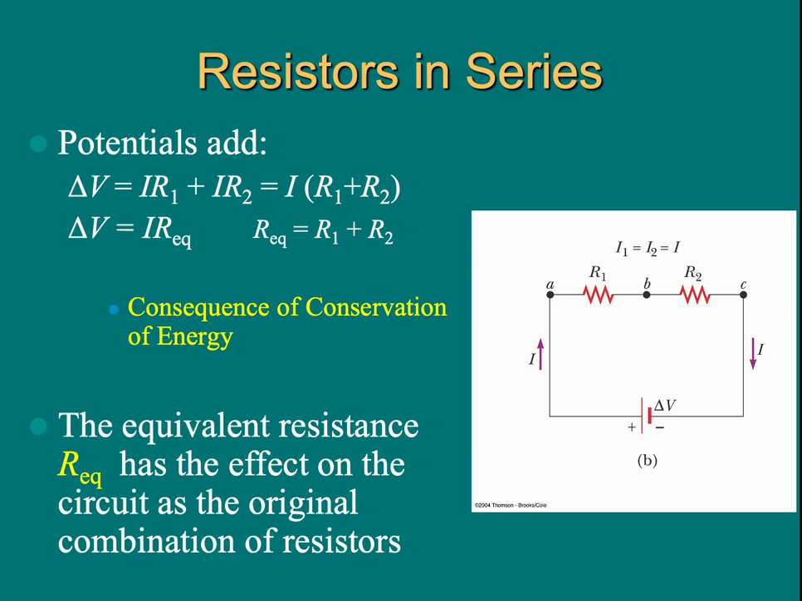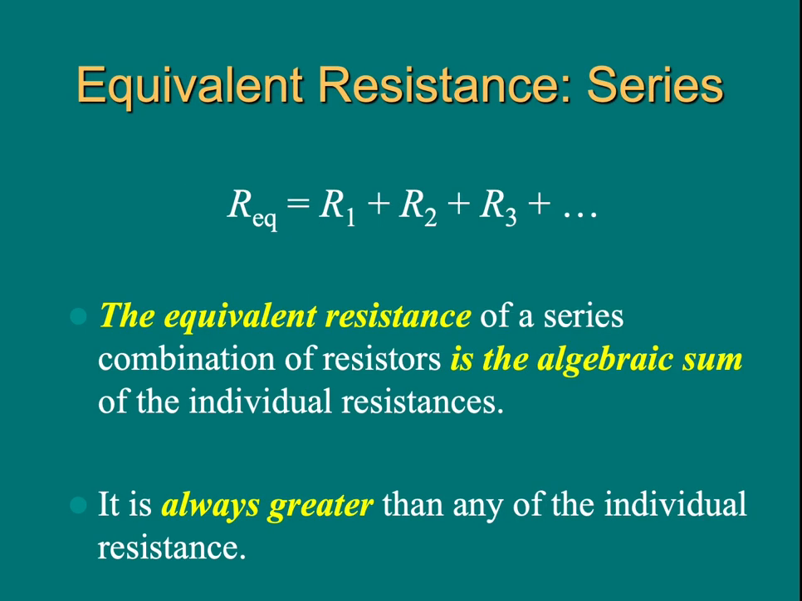The equivalent resistance has the same effect on the circuit as the original combination of resistors being replaced by this equivalent resistance. To summarize, if we have resistors connected in series, the equivalent resistance is the sum of the individual resistances.